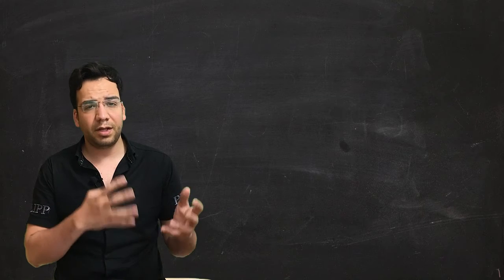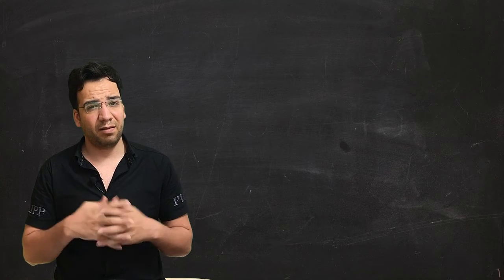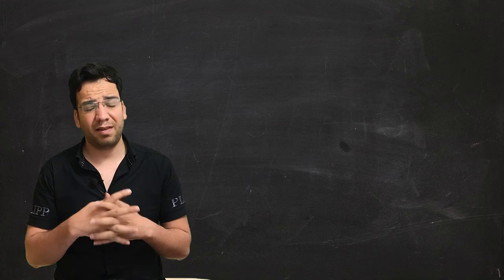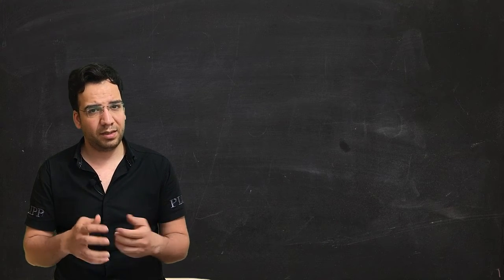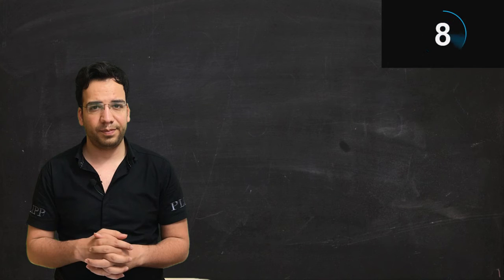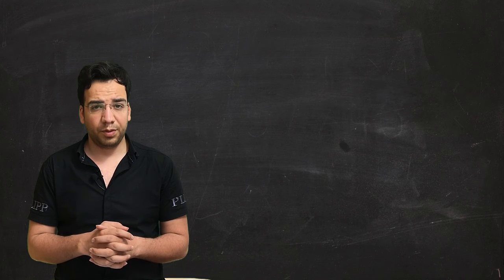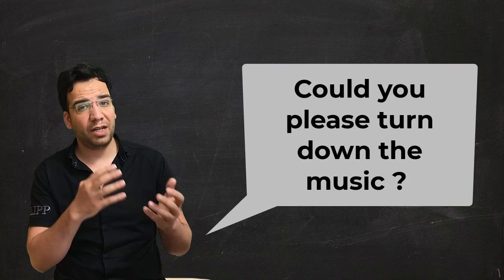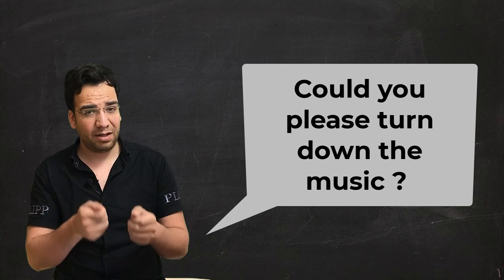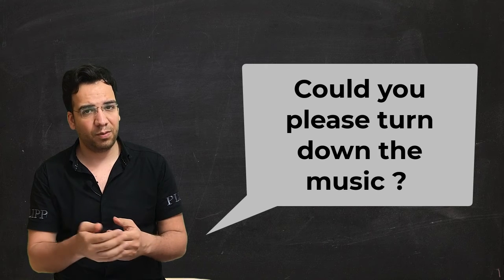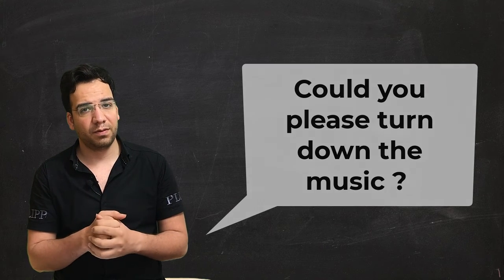Imagine there is a woman in the next room and she's playing a very loud music, and you want her to turn it down. So what would you tell her? So we usually say, could you please or can you please turn down the music? This is a very polite way to ask people to do things for you.